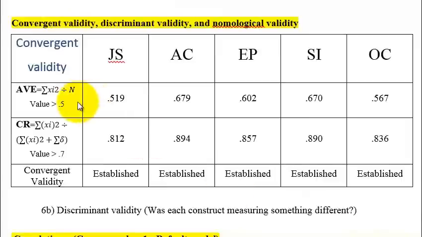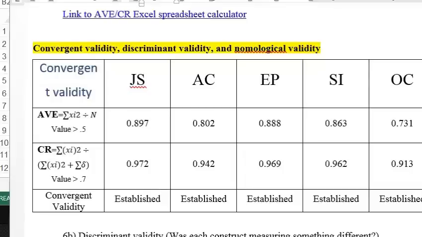So you'll notice that the AVEs are all greater than 0.5 and the CRs are all greater than 0.7. So what we have just proved is that our constructs do in fact have convergent validity. So now we're going to move on to discriminant validity.